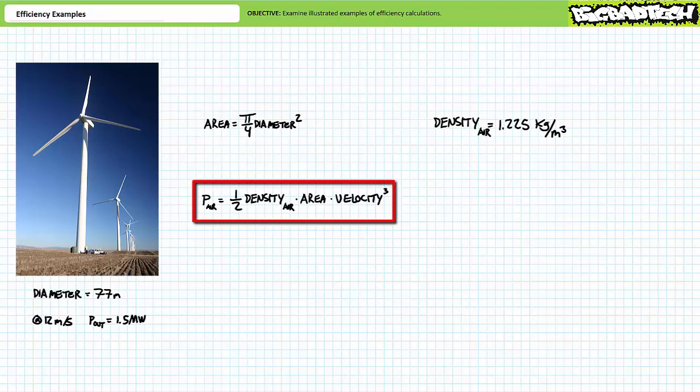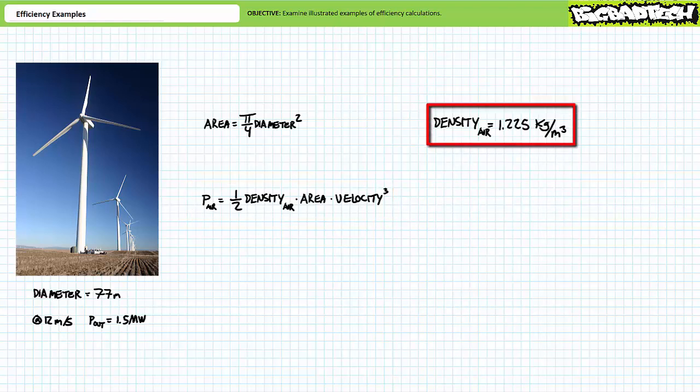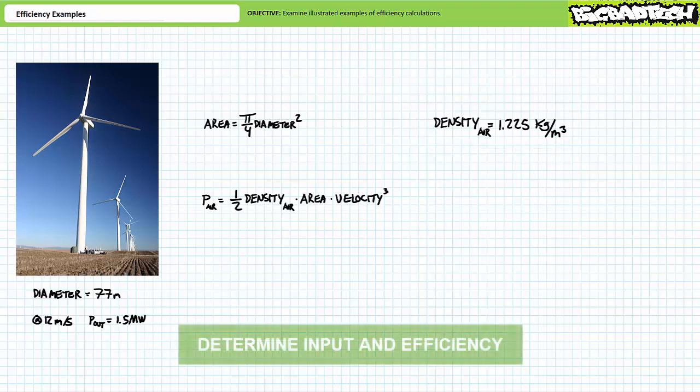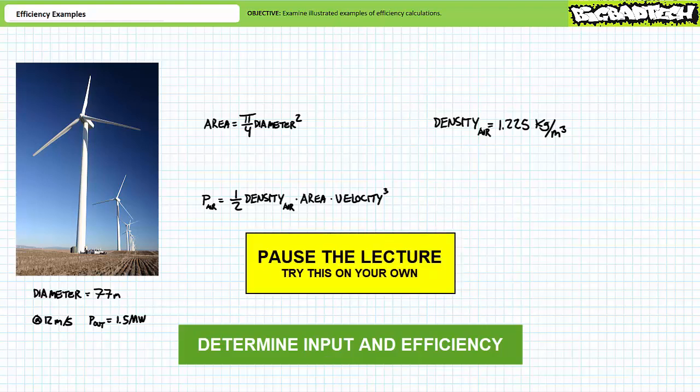The mechanical power input of a moving column of fluid can be calculated as half times the density of the fluid times the area of the column times the velocity of the fluid cubed. Let's assume the density of the air is 1.225 kilograms per meter cubed. See if you can determine the mechanical power input and the efficiency of this wind turbine. By all means, pause the lecture and try this on your own.